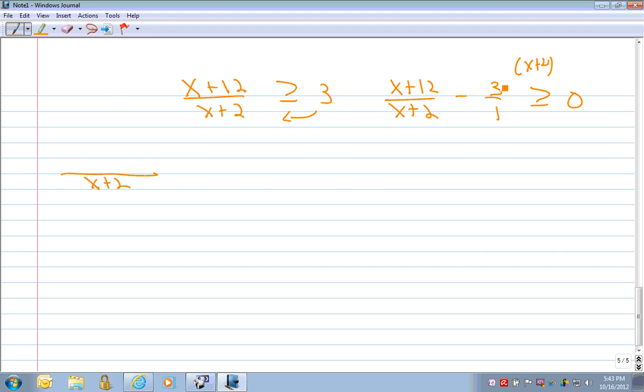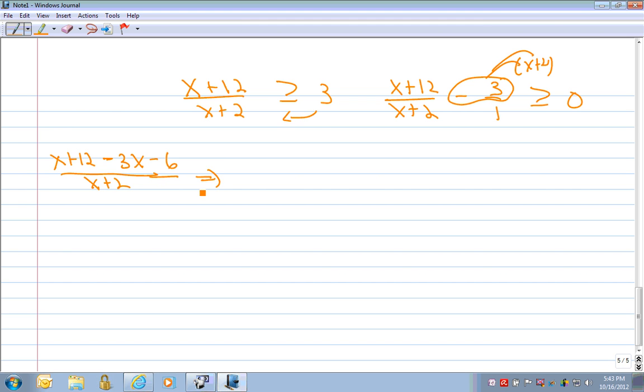Oh, sorry. This 3 is negative. Take that really care. So distributing that negative, it would be a negative 3x, and negative 3 times positive 2 would be a negative 6.